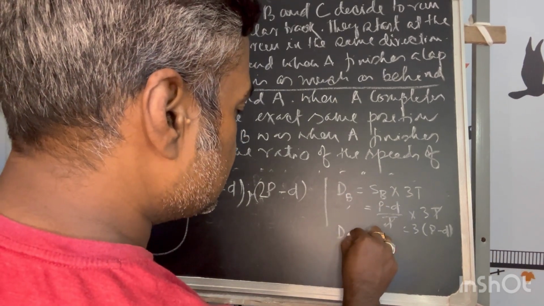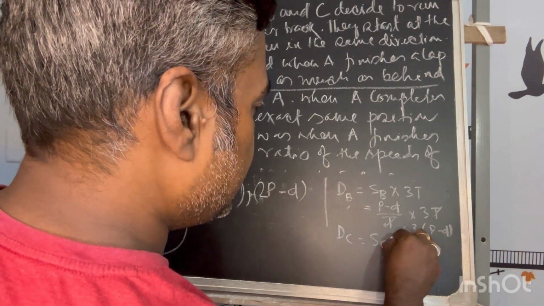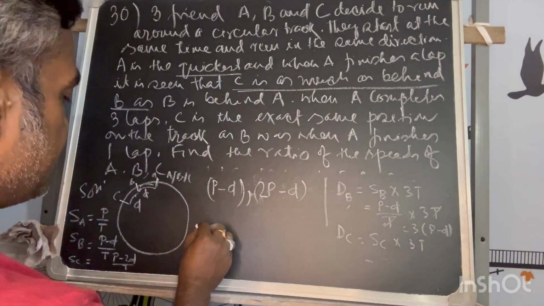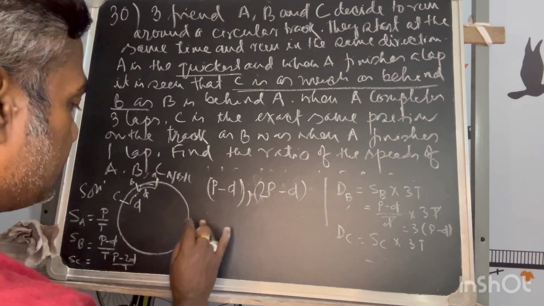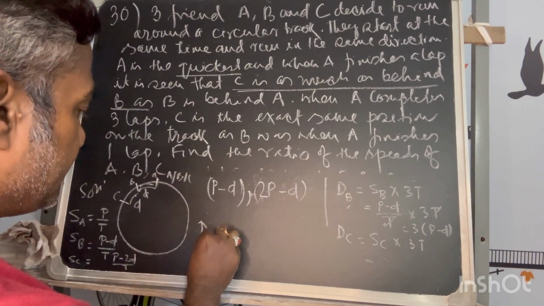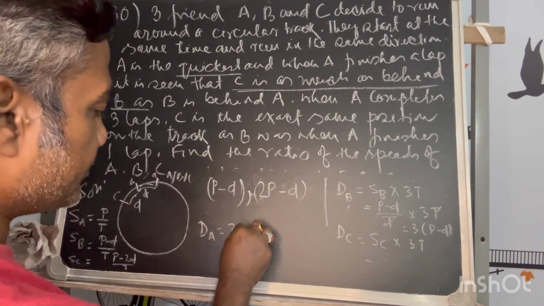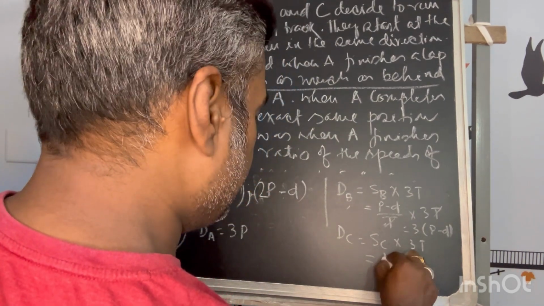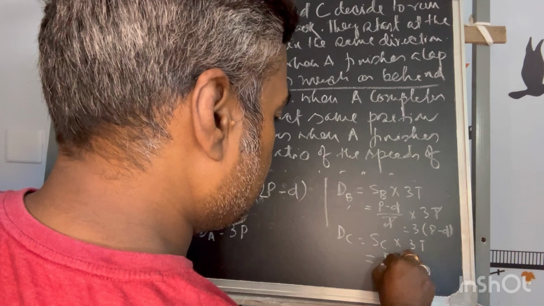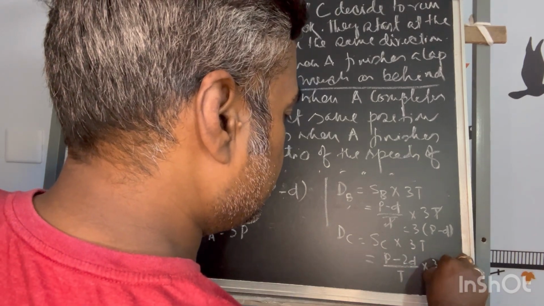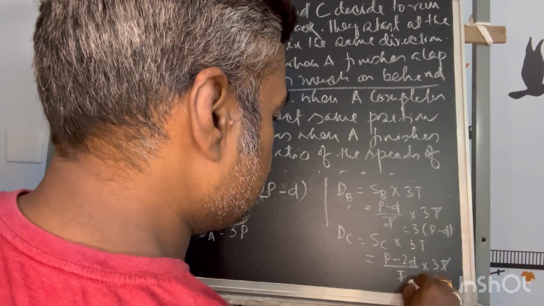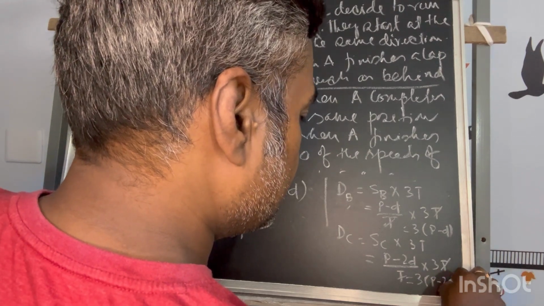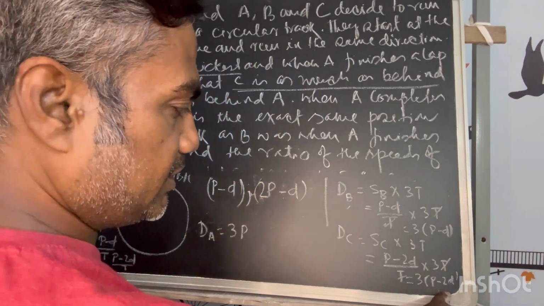So DC is how much? SC into the time, which will be the same. The distance of A, that 3 laps, is straightforward. Now SC is equal to how much? P minus 2D by T into 3T. So T will be cancelled out. This will be 3 into P minus 2D. Now as per the calculation, this is coming 3 into P minus 2D.